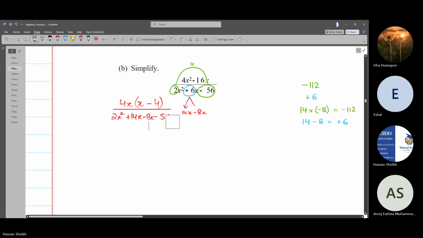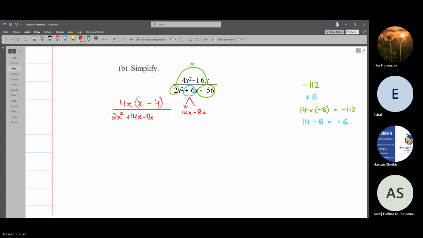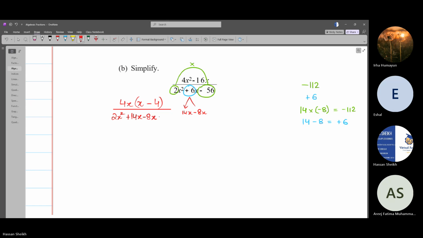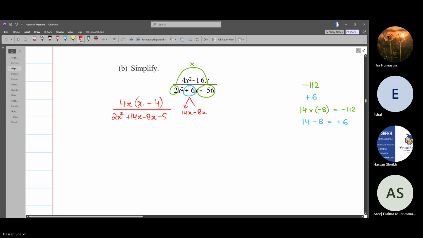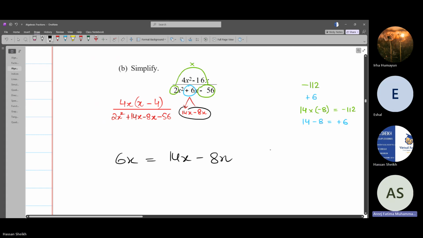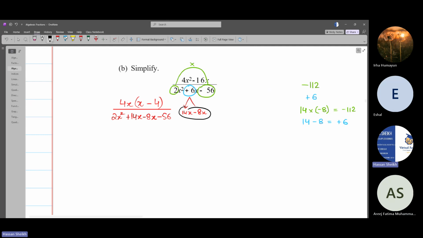Doubt. Yes, Arij, what doubt do you have here? Um, we can solve 14x minus 8x. Actually, we are not solving it. We actually break the 6x. Is it correct that 6x can be written as 14x minus 8x? We can take common. Yes, in the next step, we take common.